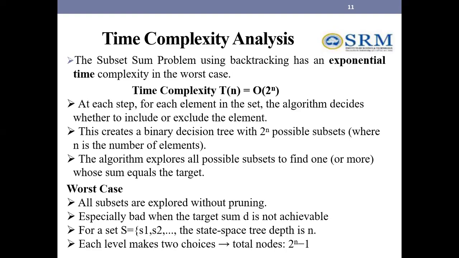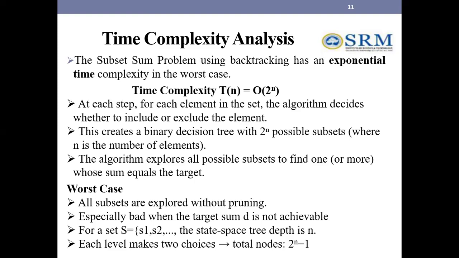At each step for each element in the set, the algorithm decides whether it's included or excluded, whether we include the element by adding the number or exclude it. This creates a binary decision tree with 2 power n possible subsets. The algorithm explores all possible subsets to find one or more whose sums equal the target. So in the worst case, all subsets are explored without pruning. There is no pruning in the worst case.